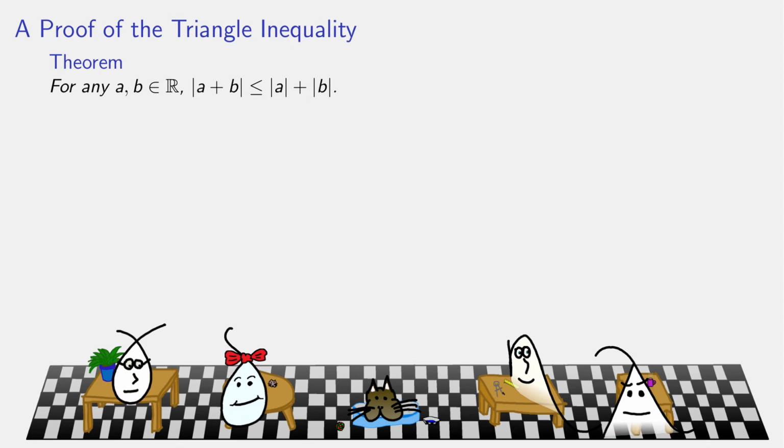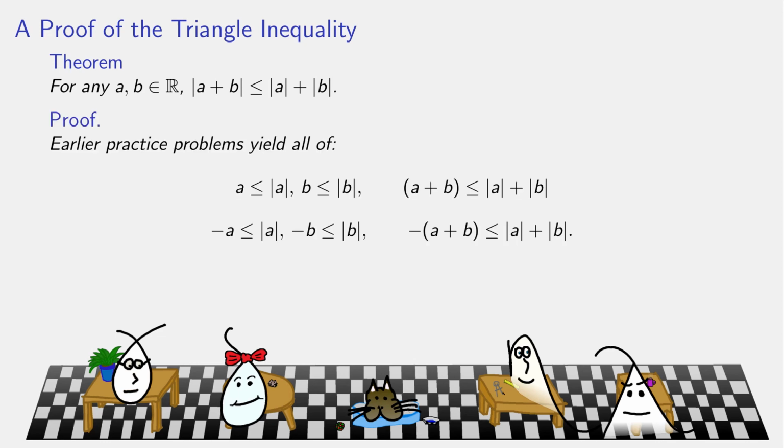Can we prove the triangle inequality? I sure hope so. So we need to prove for any two real numbers, the absolute value of a plus b is less than or equal to the absolute value of a plus the absolute value of b.